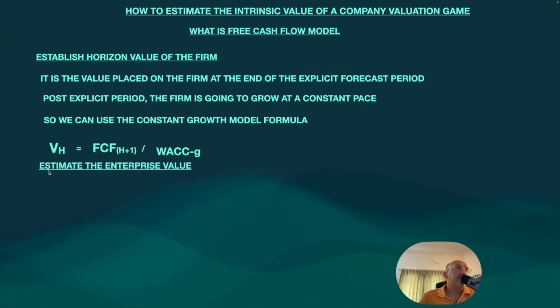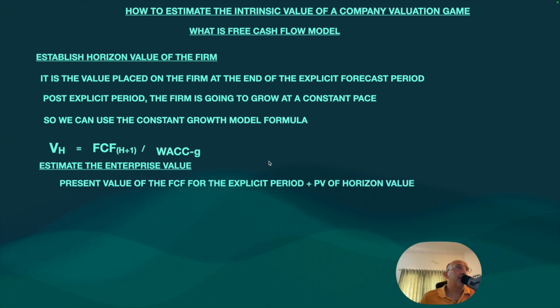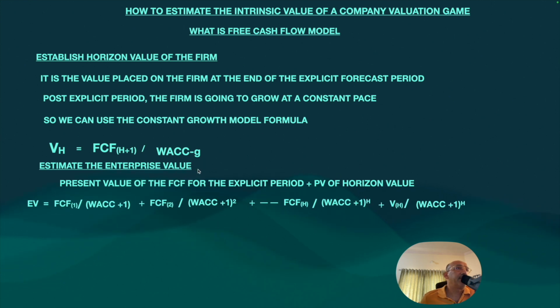Now after this, we have to consider the enterprise value of the firm. In enterprise value we consider both equity and debt. The present value of the future cash flow for the explicit period, if we add to the present value of the horizon value, then you are going to get the enterprise value. So enterprise value is the present value of the future cash flow for the explicit period.